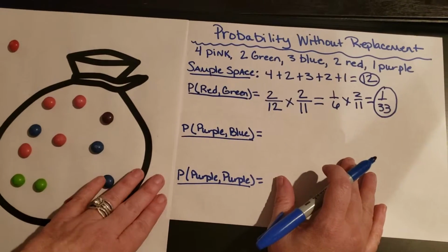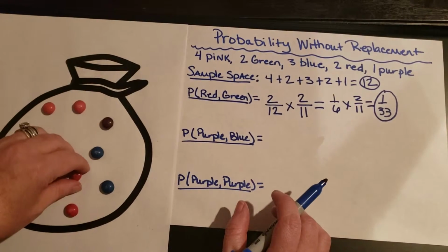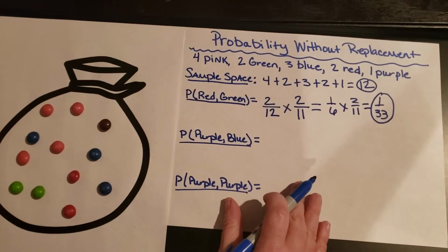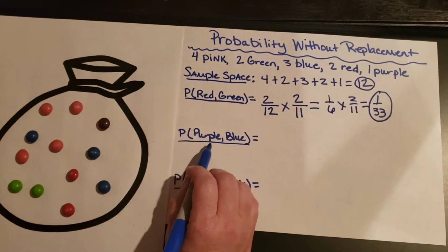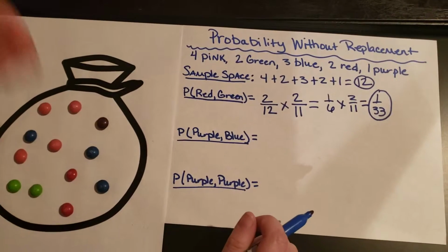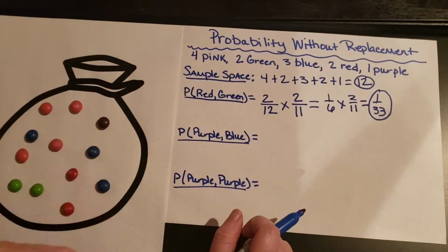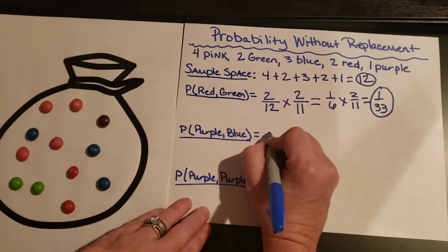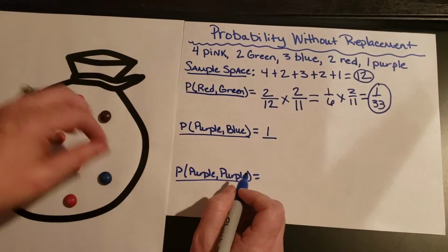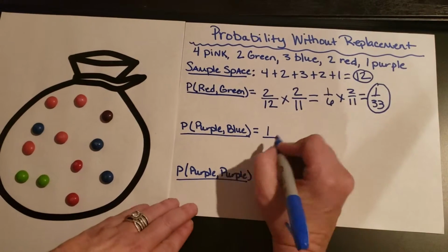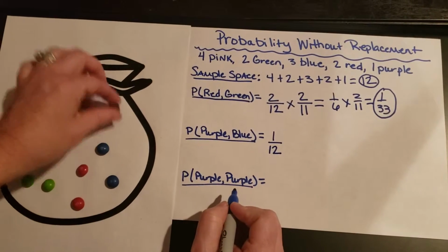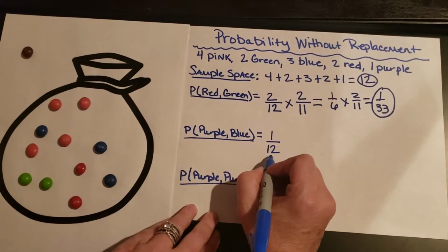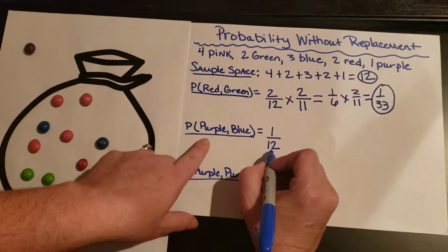Okay, now on to the next example. We're going to put our red back in, which we had forgotten to do a few moments ago. Now we're going to find the probability of purple and then blue. So just the probability of reaching in the bag and selecting a purple and then selecting a blue. We see we have 1 purple, so we're going to put 1 here. Then we have a total of 12 in the bag, so we put 12 here. We're going to take the purple out, and we're going to leave it out. So this, the 1 over 12, is the probability of selecting purple.